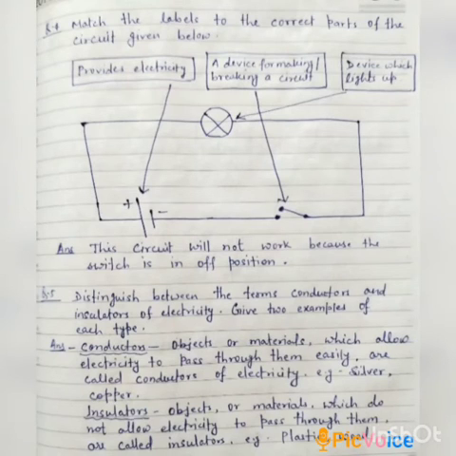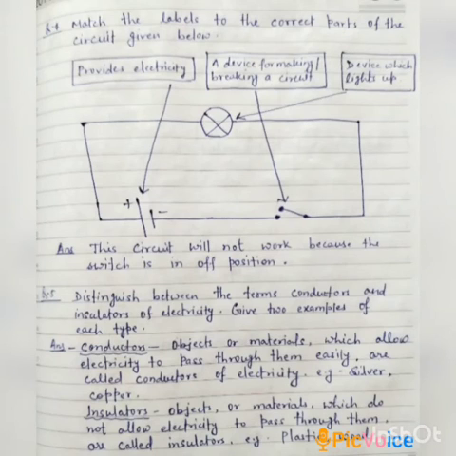Now in question number 5, distinguish between the terms conductors and insulators of electricity. Give two examples of each. Now the first: conductors. Objects or materials which allow electricity to pass through them easily are called conductors of electricity. For example, silver, copper.